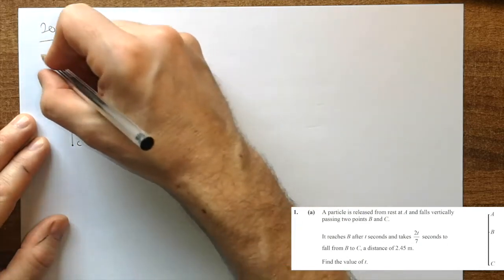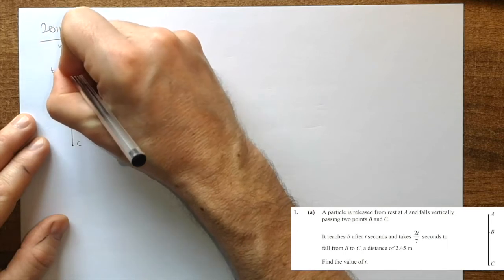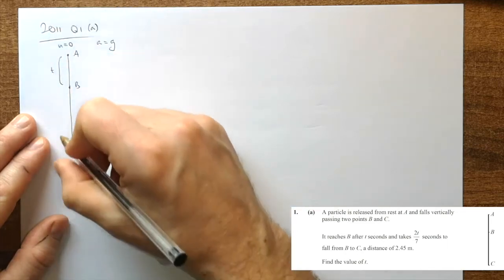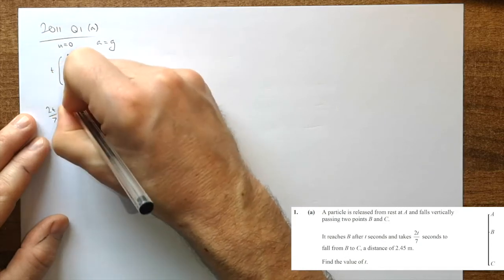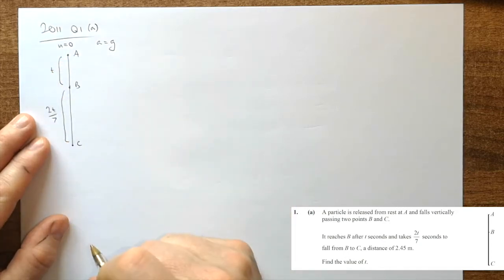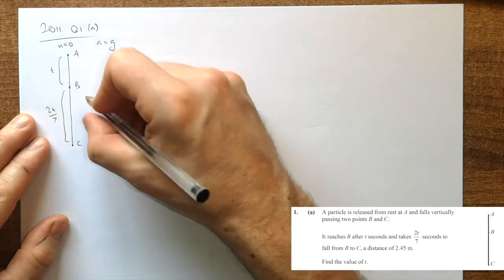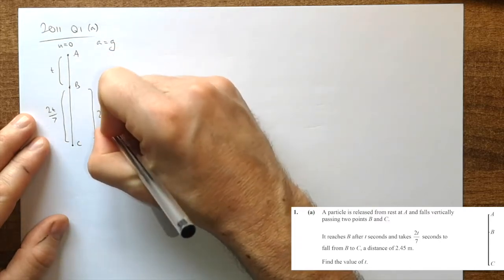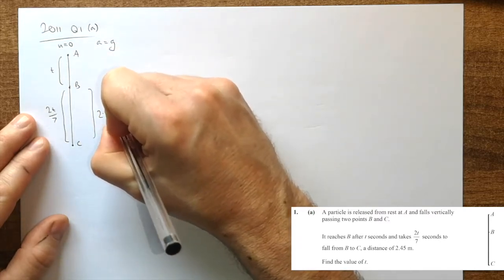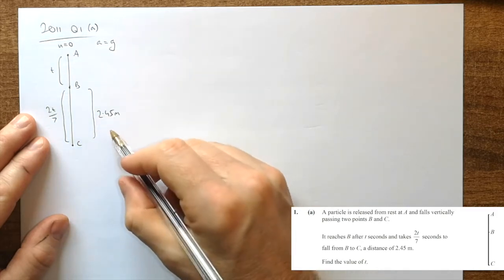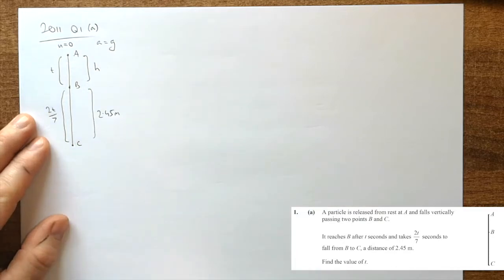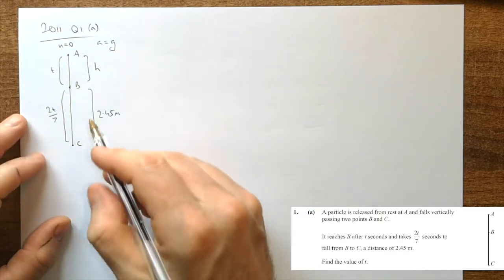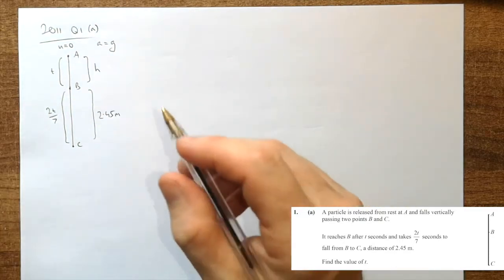And the time over here, so it reaches B after time t, and it comes down further 2t over 7, coming down here. All right. B to C is a distance of 2.45 meters. Okay, and we're not given any information about this one, so we'll just call that h. Right. And we want to find t. Okay, so these are our bits and pieces.